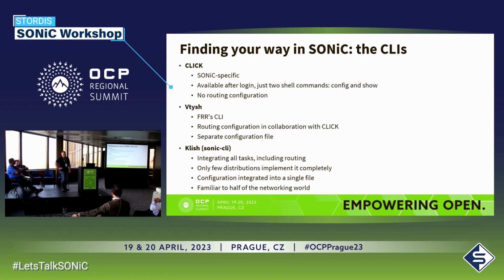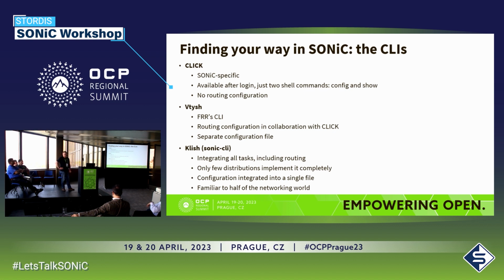That's exactly that. This is a little bit unfortunate because you will end up with two configuration files. One contains interface configuration, VLAN configuration, etc. And the other will contain the FRR routing configuration. This is a little tedious to maintain, and therefore the recommendation is to use the KLISH CLI.